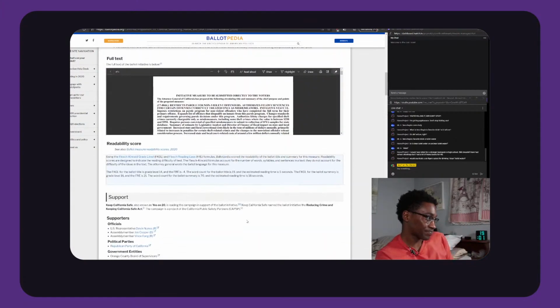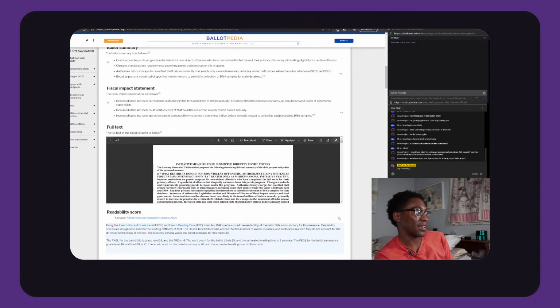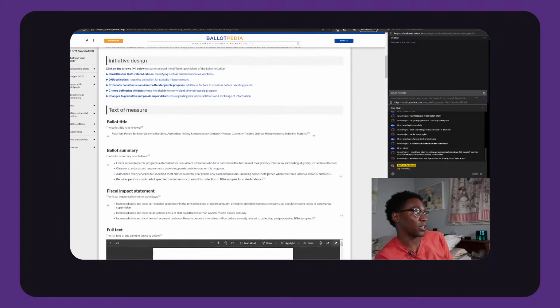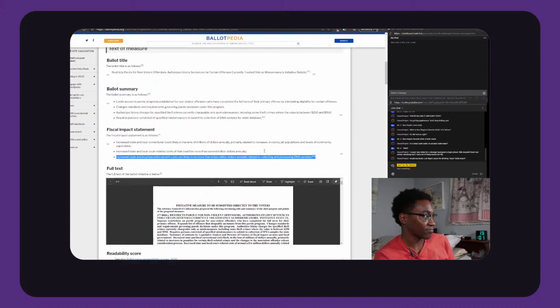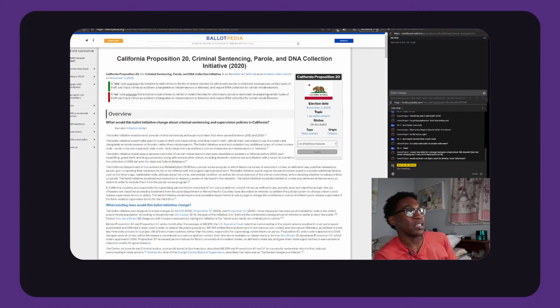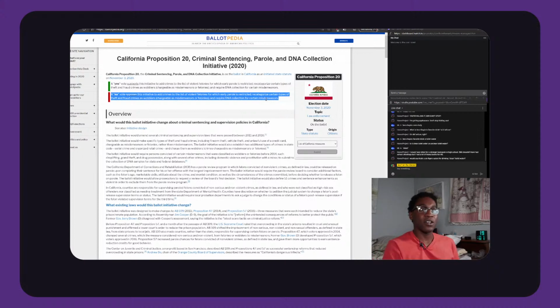Wow. But no, the main thing I was getting at, the really red flag for me on this one, is that it increases state and local law enforcement costs relating to the collecting and processing of DNA samples for misdemeanors. So that means we're giving law enforcement officials the right to collect DNA samples from misdemeanors.